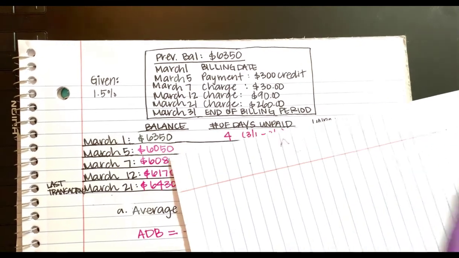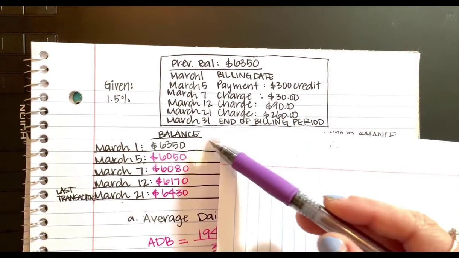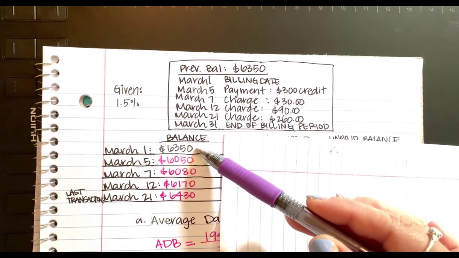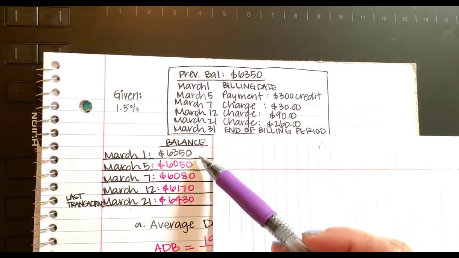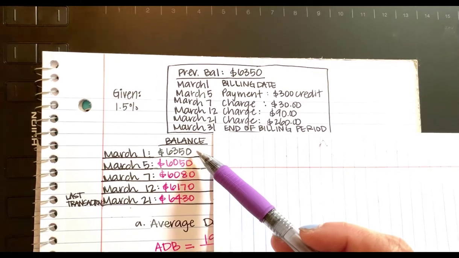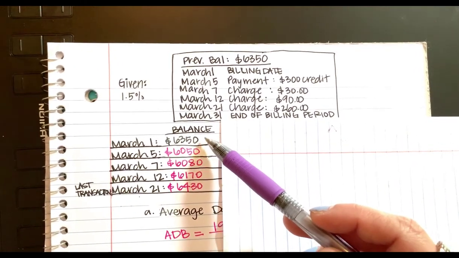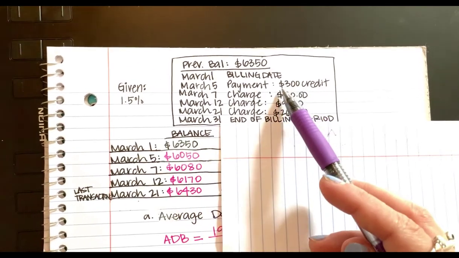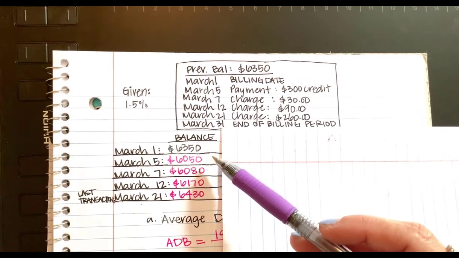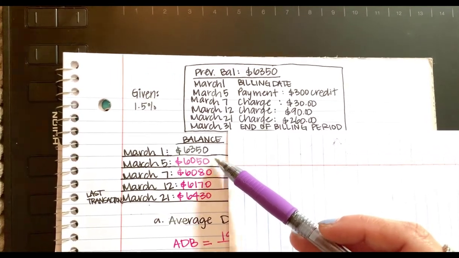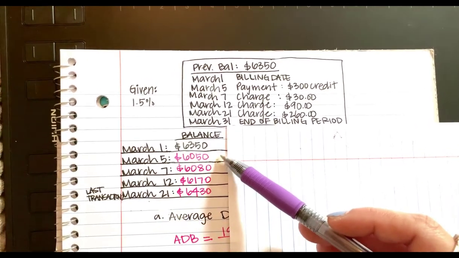I believe that this is the easiest way to do this problem. So we're going to go through all of our transactions. We start off with $6,350 on the first. On March 5th, we make a payment of $300. So this is money that we owe the credit card company. This is money that we're essentially borrowing from the credit card company. So if we're owing $6,350 and we pay $300, we don't owe that much anymore. We go down because we pay on what we owe. So now we only owe $6,050 on March 5th.